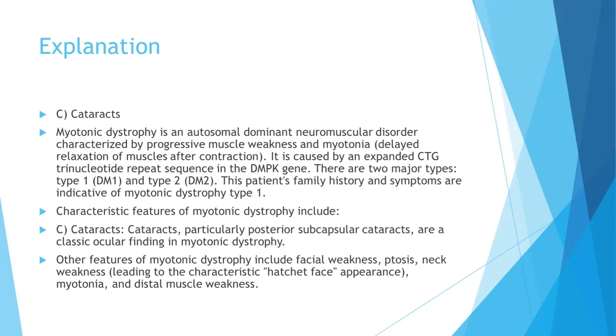Characteristic features of myotonic dystrophy include cataracts, particularly posterior subcapsular cataracts, which are a classical ocular finding in myotonic dystrophy. Other features include facial weakness, ptosis, and neck weakness, leading to the characteristic hatchet face appearance, as well as myotonia and distal muscle weakness.